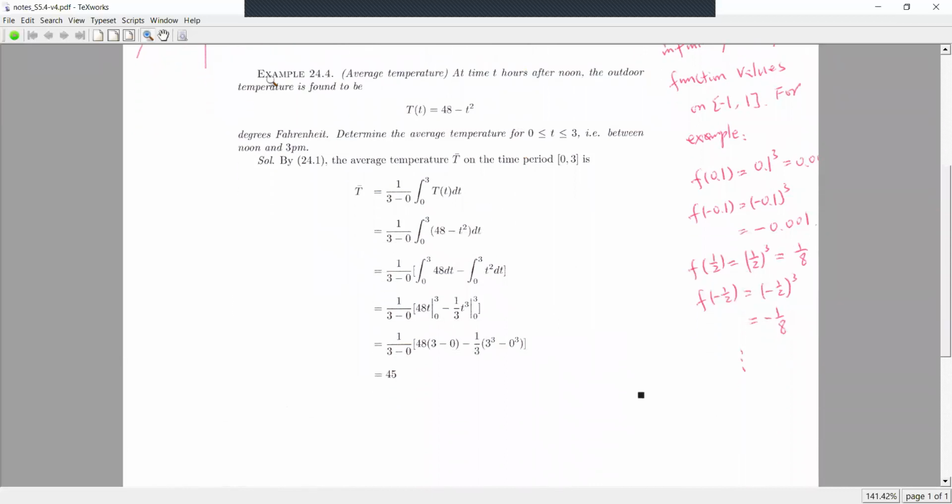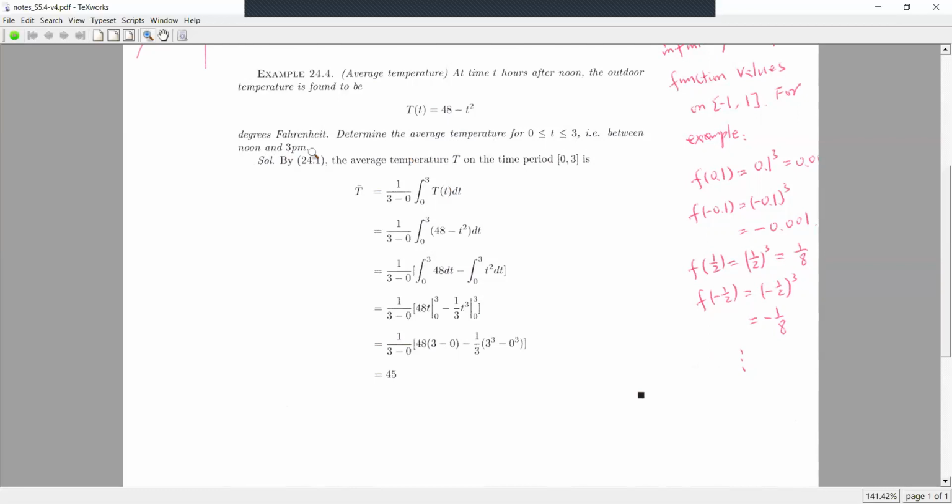Example 2. Average temperature. At the time t hours after noon, the outdoor temperature is given by this function. Now, determine the average temperature for t between 0 and 3. t is 0 corresponds to noon. t is 3 corresponds to 3 p.m. So this question is to determine the average temperature between noon and 3 p.m.